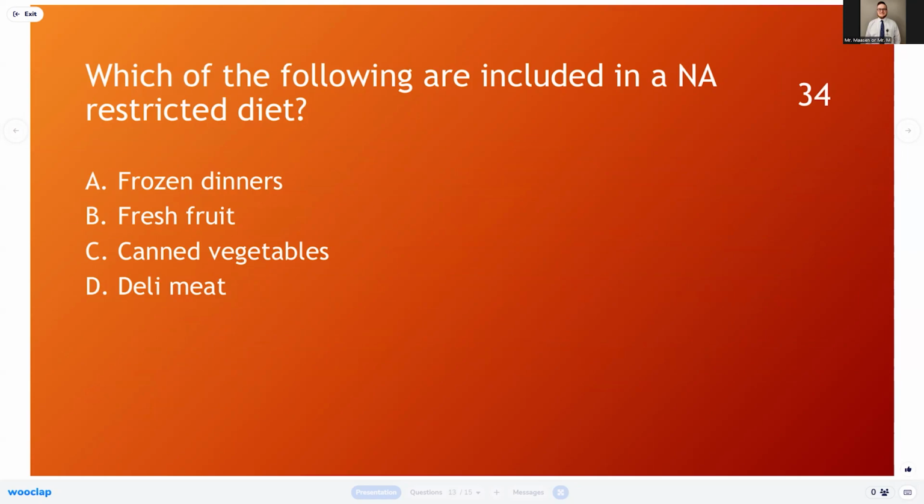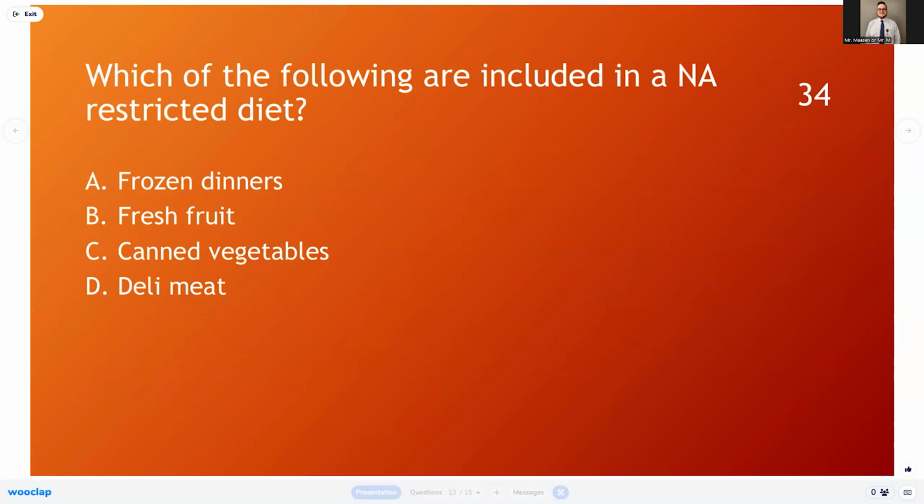Talking about diet, what's included in a NAS, which is a sodium restricted diet. So typically, some of the diets for cardiac patients, you kind of talk about either NAS, no added salt, or you just call it a heart healthy diet, you call it a cardiac diet, you can call it whatever, but they're pretty much all the same. They follow the same pattern. So which one of these is included in that diet? It's pretty easy.